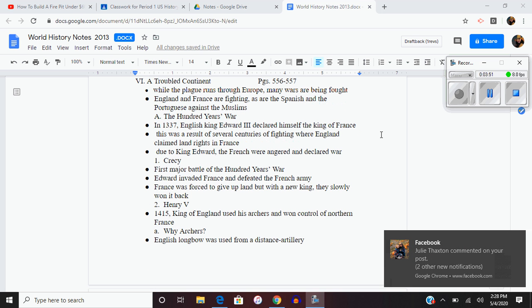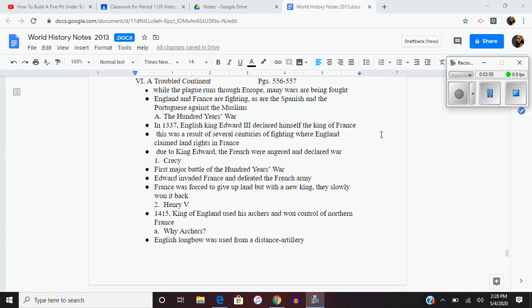Then your third set of notes, as I got to transition over to, is talking about troubled continent. So this is really going into the growth of these borders at the time period.